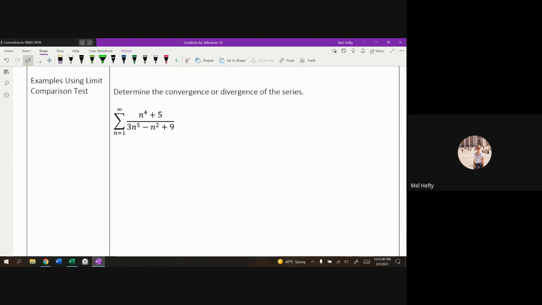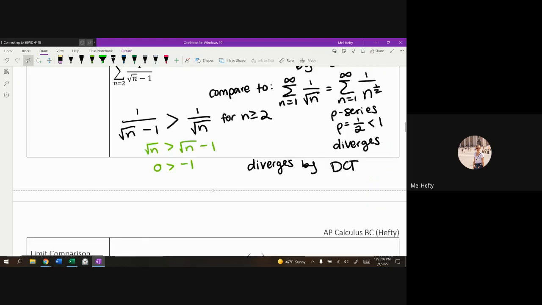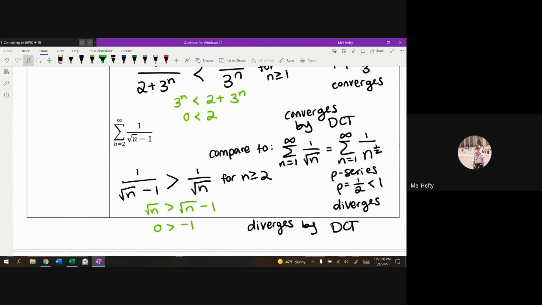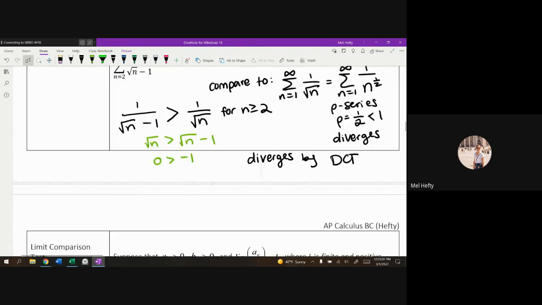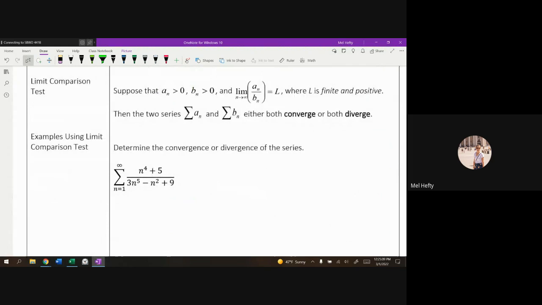But when we get to the unit test, if you're just like, direct comparison, I hate you, goodbye, that's fine for the unit test. So on the quiz, there'll be one. But to be quite honest, I usually use limit comparison instead of direct comparison just because I find it easier and a little more formal.